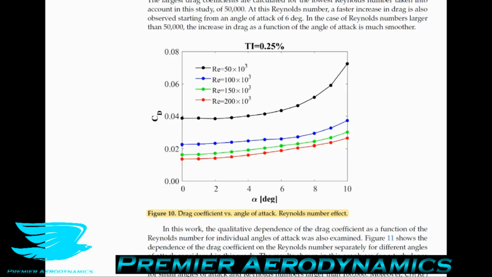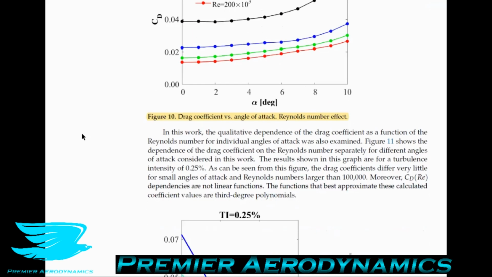That's why we get such a high drag coefficient at only moderate angles of attack for low Reynolds numbers. Now, this was only for a turbulence intensity level of 0.25%. How does changing the turbulence intensity change the lift and drag coefficients? Let's move on and find out, shall we?